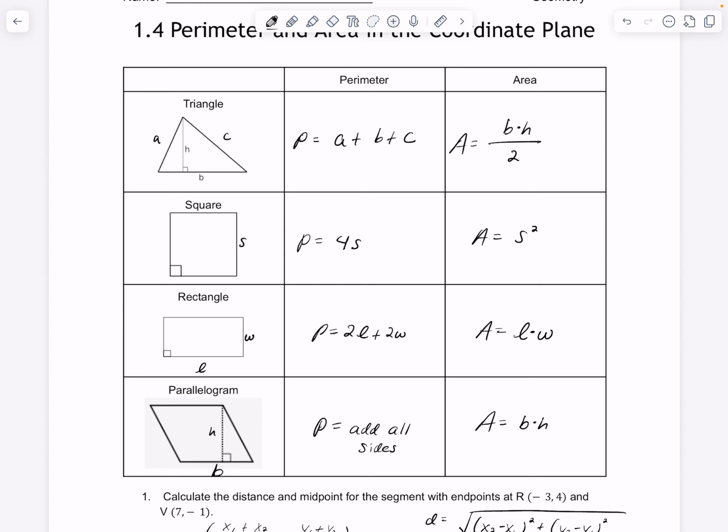So make sure and put them in your notes so you can refer to them. We are not going to give you these. So the expectation is that if I ask you to find the perimeter and area of any of these shapes, you should be able to do that without formulas given to you from the teachers, okay?